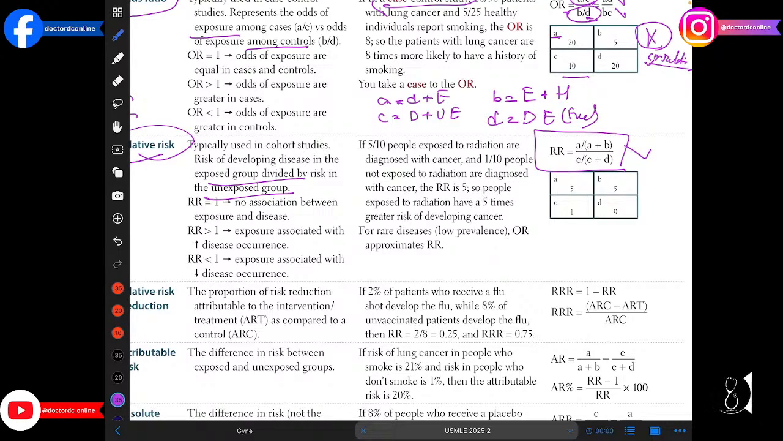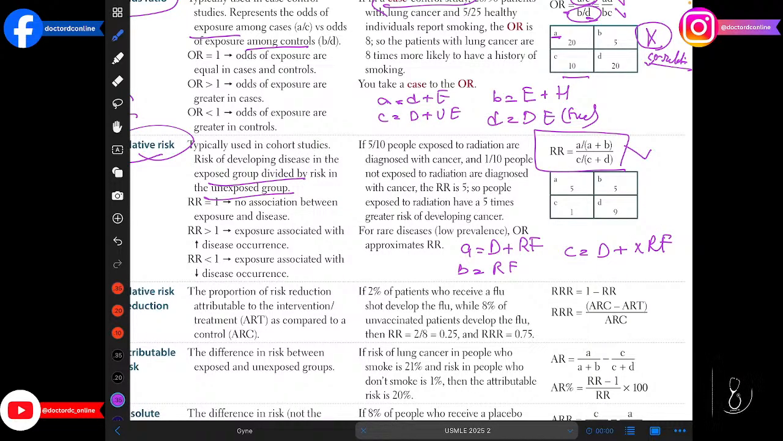So from our table here, we can figure that relative risk is calculated as A, which are people with the disease and the risk factor, divided by A plus B, which is all the people with the risk factor, over C, which is people with the disease but no risk factor, divided by C plus D, which is all the patients with no risk factor.